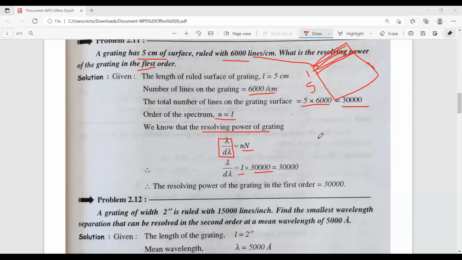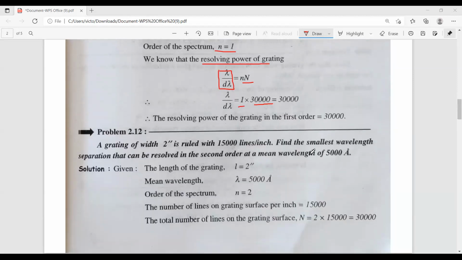So 5 into 6,000 becomes 30,000. So simply, what is the resolving power of grating expression? Lambda by d lambda is called resolving power. So lambda by d lambda is equal to small n into capital N. So n value is 1, capital N value is 30,000. Finally, we get the resolving power 30,000.